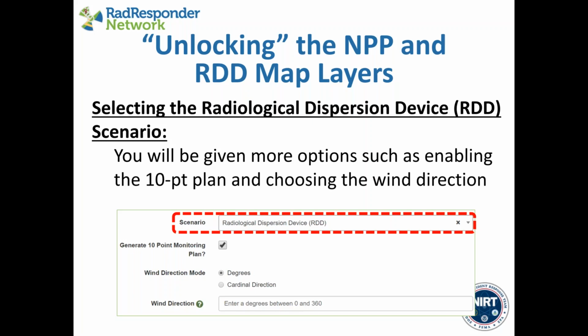When you select that option, then you can enable the 10-point plan. You can enter the wind direction at the event creation level. You can also go back and edit this on the event map after the fact. In the coming months, you'll be able to activate the 10-point plan without classifying an event as an RDD scenario. But for now, we do still need to define that scenario in order to enable that 10-point plan. Just as a quick note, we also have another special feature webinar coming up specifically covering the RDD features, and that will be in April, so we'll go more in depth during that webinar.